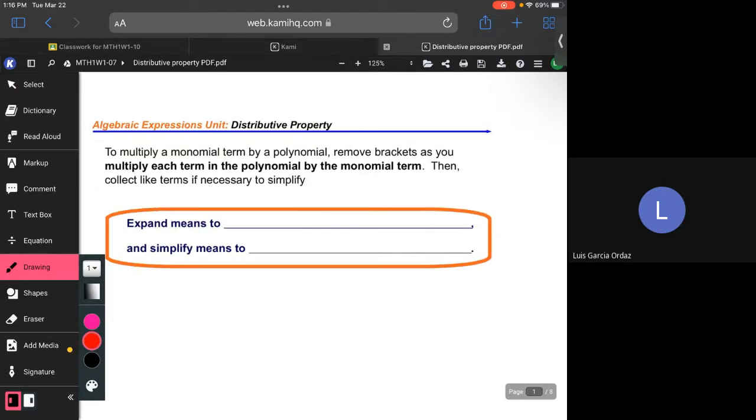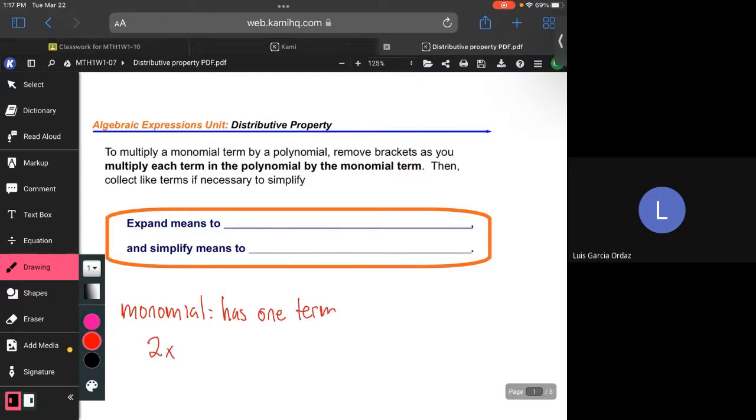So to multiply a monomial term by a polynomial term, we need to remove the brackets, multiplying each term in the polynomial by the monomial term. So what does the term monomial mean? What is a monomial? How many terms does a monomial have? Adam. Okay, give me an example. 2x? Yep. So an example of that would be 2x.